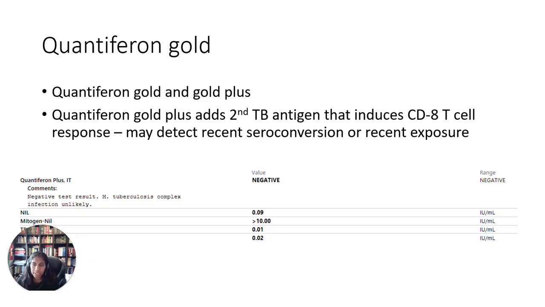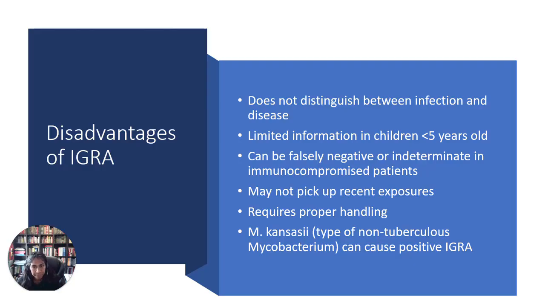Then we have the TB1 and TB2 minus the nil, and again, this is just seeing if the T cells have seen TB in the past. They will release interferon gamma when exposed to these antigens, and if they do, that is considered a positive test. The QuantiFERON Gold Plus adds that TB2, a second antigen that is thought to be more specific to the CD8 T cell response. This is seen more frequently in people who've been recently exposed to TB and have recently seroconverted or recently acquired the infection.